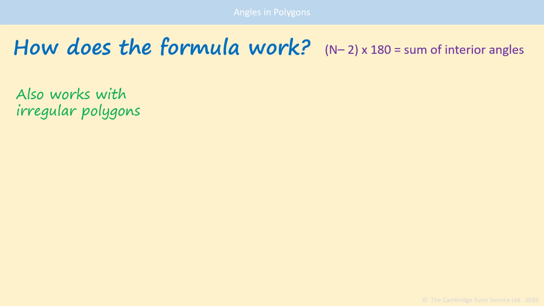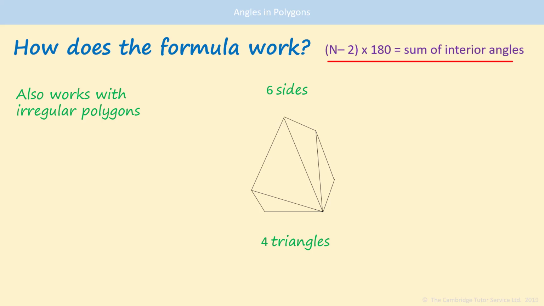And a quick note, you might get irregular polygons. The sum of angles still works out the same. So we have an irregular 6-sided shape here, and if we divide it into the triangles, you'll see that we still have 1, 2, 3, 4, 2 fewer than the number of sides. We can still work out the sum of the angles of this 6-sided irregular polygon.